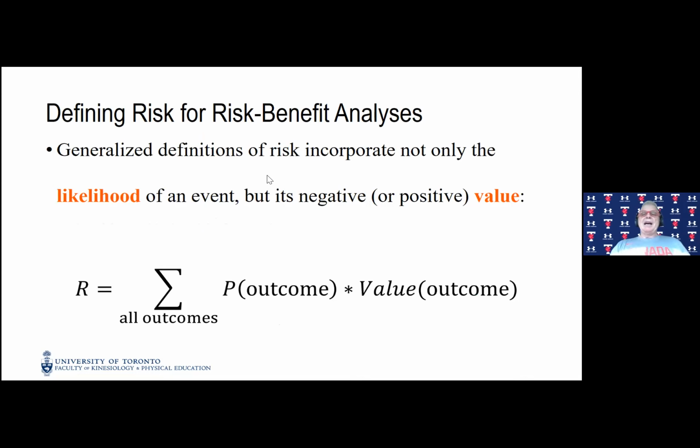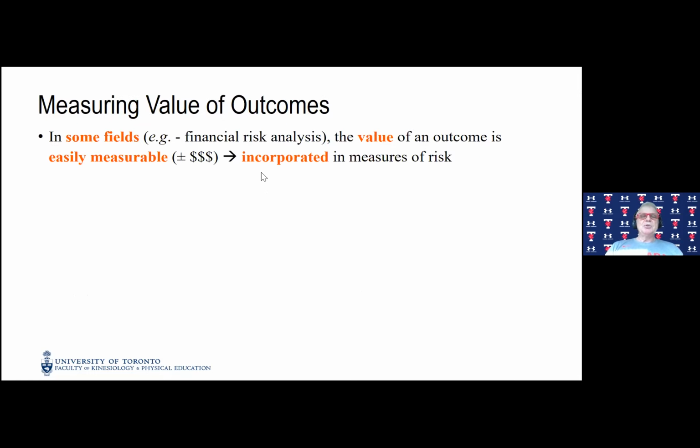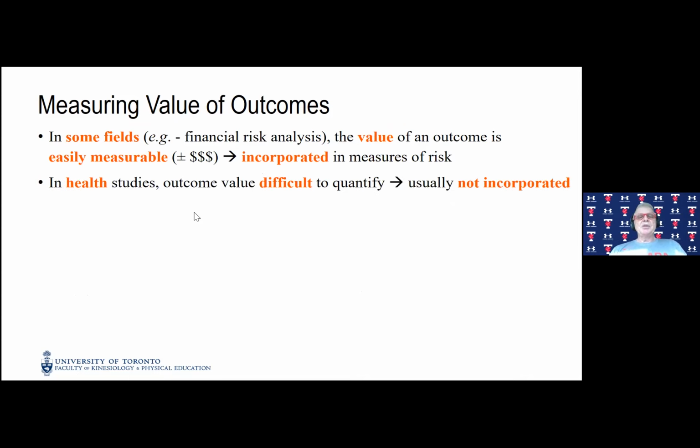A proper risk-benefit analysis incorporates not only the likelihood or probability of an event occurring, but some valuation of whether it's a good thing or a bad thing. And that value function is a very difficult function to arrive at in our world. In some fields like financial analysis, value is very easy because dollars are dollars. And so, when looking at someone's portfolio and the risks in the portfolio or the risk benefit analysis, you incorporate the upside and downside of various outcomes times the probability of those outcomes, and it gives you an idea of your risk exposure. But in health studies, the value of the outcomes that we're after are very difficult to quantify and so often not used.